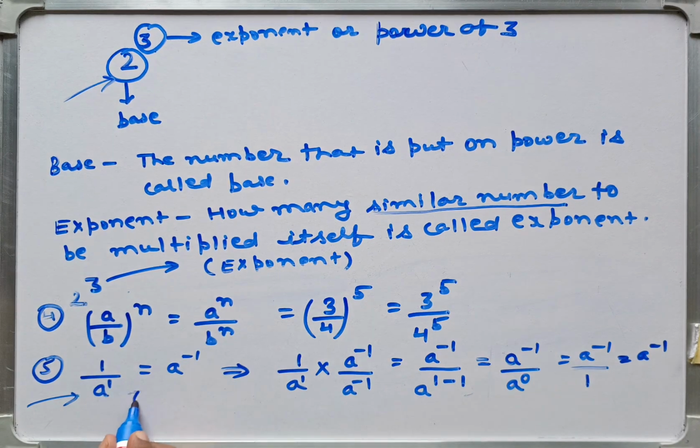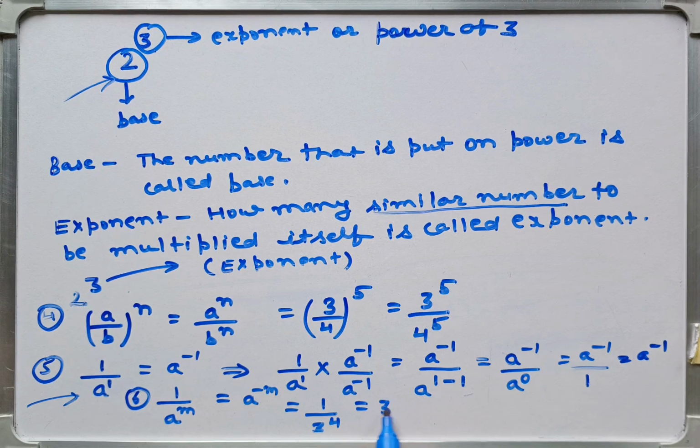The sixth rule, guys, see here: a divided by a to the power of m, so we can write it as a to the power of minus m. Suppose 1 by 3 to the power of 4 is given, so you can simply write it as this one also.